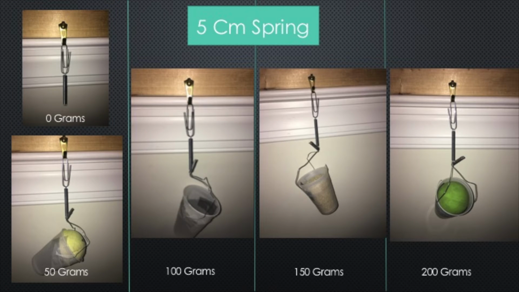Finally, the third spring was similar to the first spring. It slightly moved down as each object was added. Even though both springs have a difference of 2 centimeters in their original lengths, they have a similar spring constant, which shows that elasticity matters.